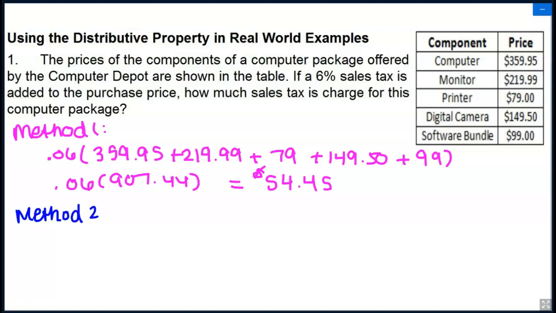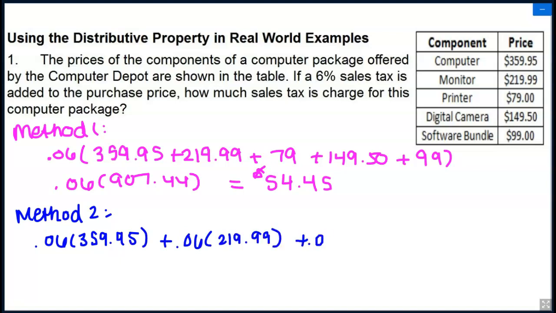Method 2 says you find the sales tax of each individual item and then sum the parts. So that's like 0.06 times 359.95 plus 0.06 times 219.99.